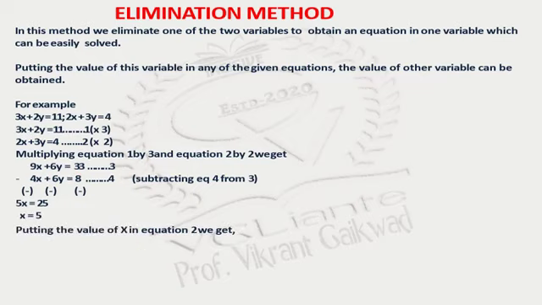Now this value we're going to substitute in equation 2. We'll get 2 into 5 plus 3y equals 4. We'll solve this. You get 10 plus 3y equals 4. So 3y equals 4 minus 10. So 3y equals minus 6. So the value of y equals minus 2. Hence x equals 5 and y equals minus 2.